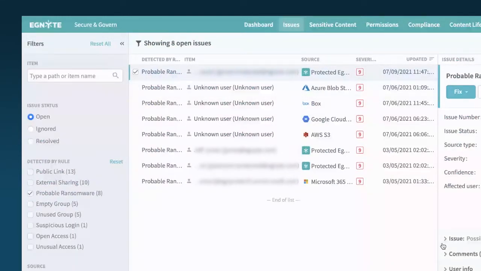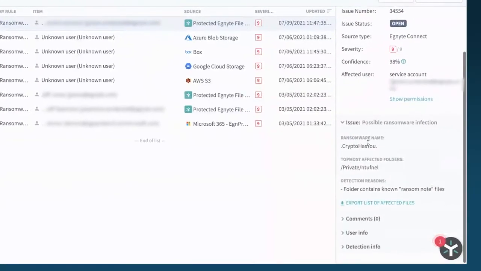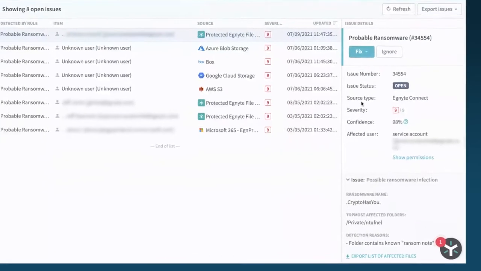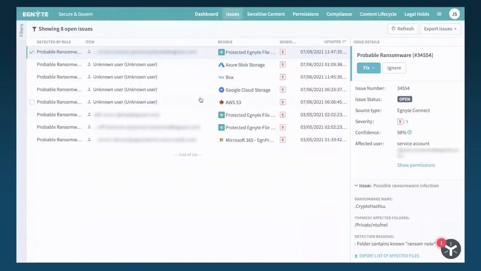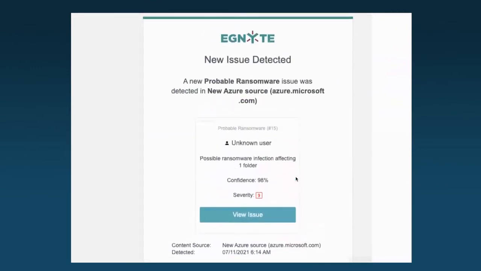What you're seeing is a file associated with this service account. We can see the ransomware name that we're finding, and when we look at this folder, this is where the information is. I can download these affected files and triage this as a security resource to figure out what's happening. When we detect it, we send an alert immediately to the administrators so they can see there's a new ransomware attack, and you can go in and remove them from your system. If it's just a couple of files, just revert back the versioning, so you're good to go.